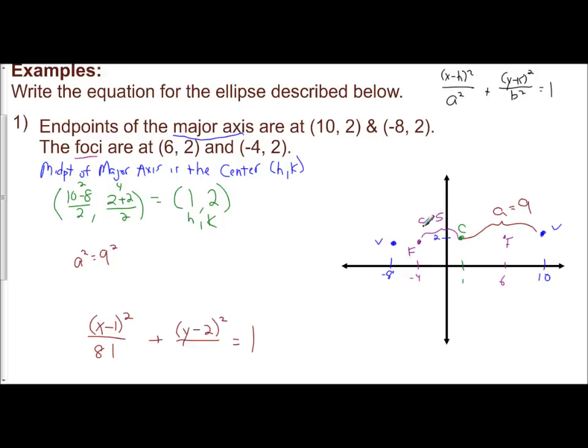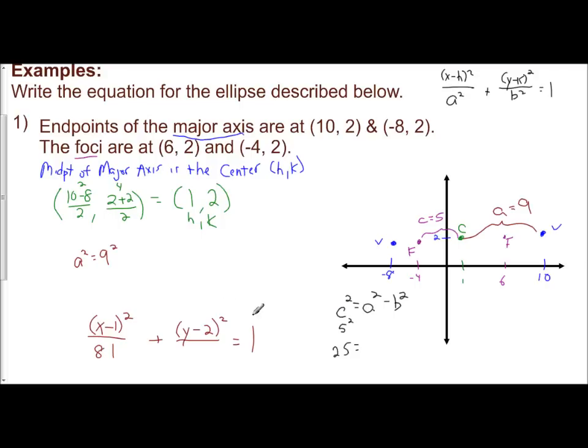The reason why C helps me is because of our formula. We know that to find C, we do C squared equals the larger of the two, either A squared minus B squared or B squared minus A squared. And since this is a horizontal ellipse, I do A squared minus B squared. So C is 5, so I have 5 squared, which is 25.